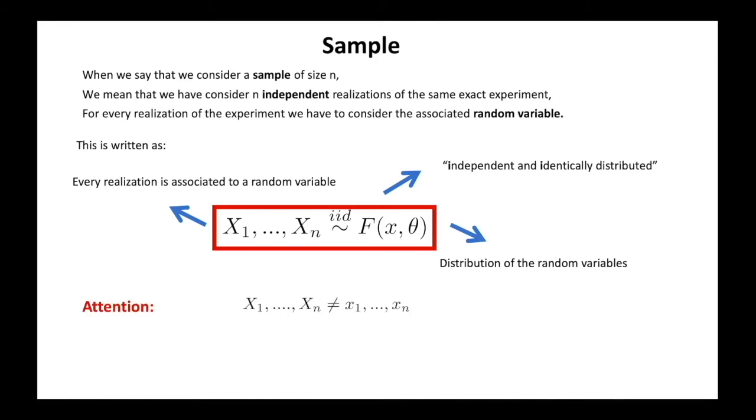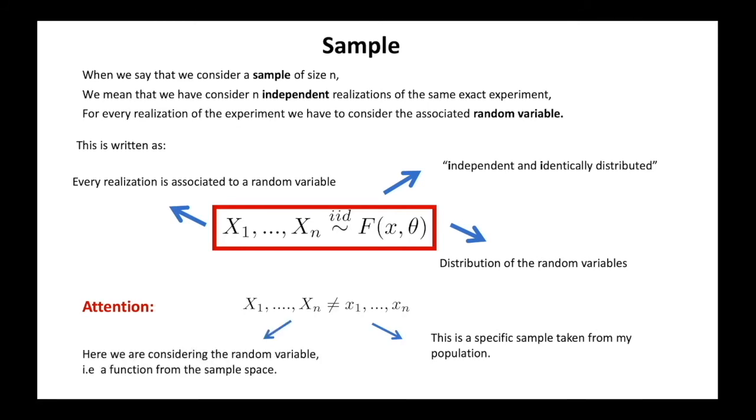Pay attention that when we want to indicate the specific value of a sample, we use the lowercase letters x1, ..., xn. However, when we want to speak about the distribution of every realization, we use the random variables. They are not constant, since they are functions from the sample space.